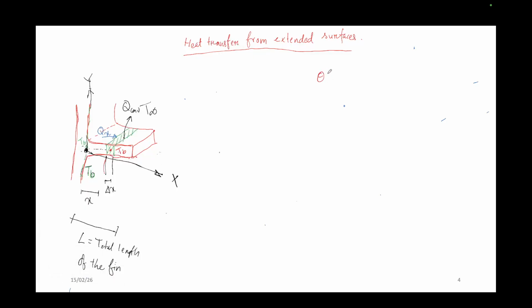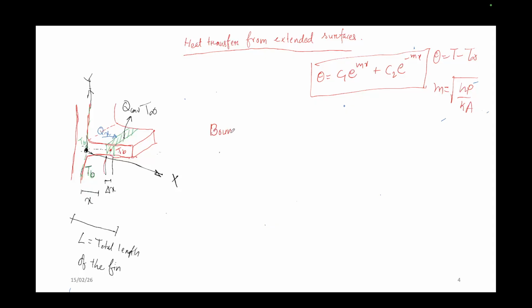So we got theta as C1 e to the power mx plus C2 e to the power minus mx, where theta is T minus T infinity. T is the temperature at any point, and T infinity is the surrounding temperature. m is root of hP by kA. Now what we need to do is consider the boundary conditions.